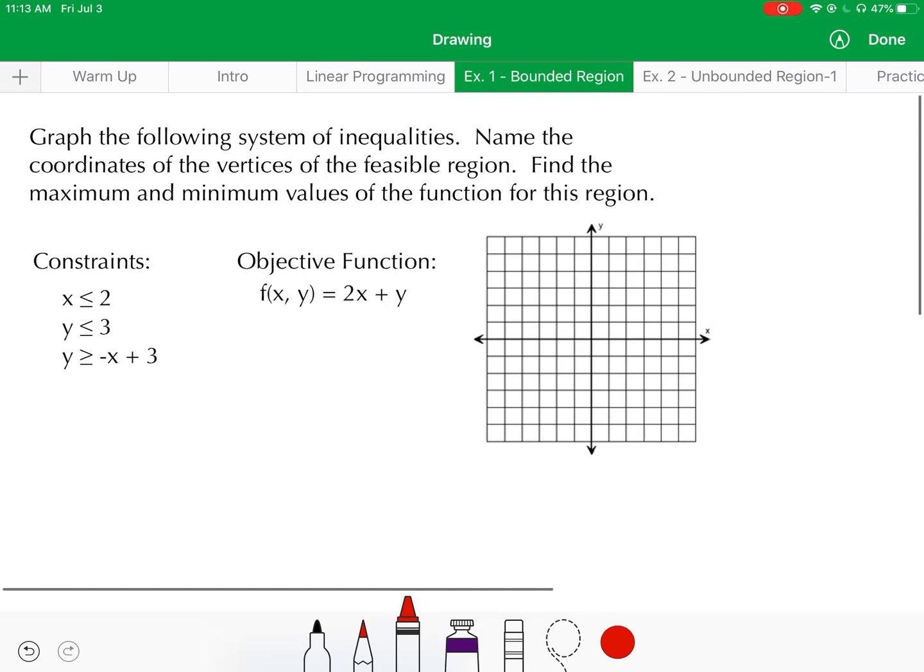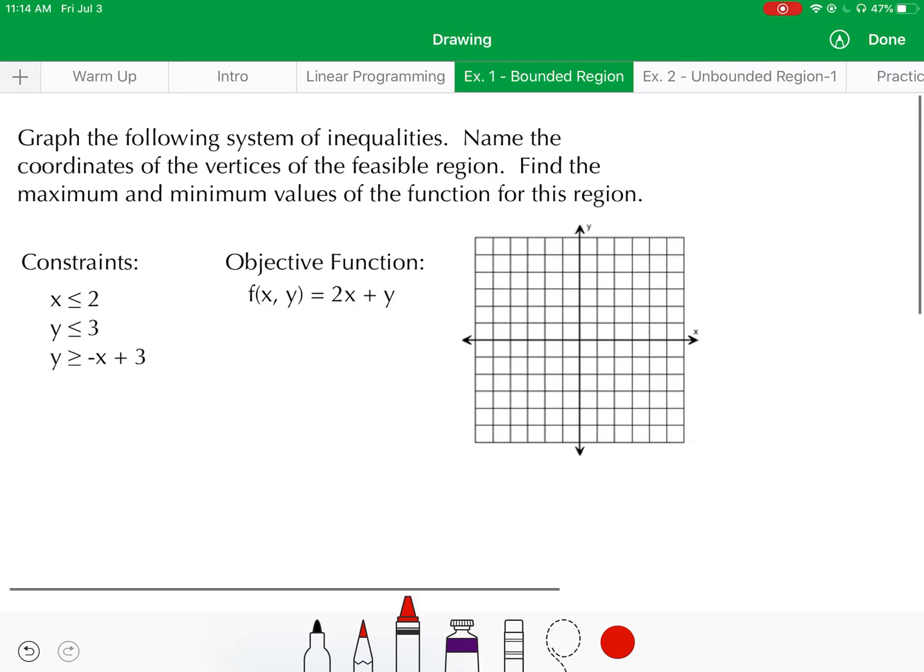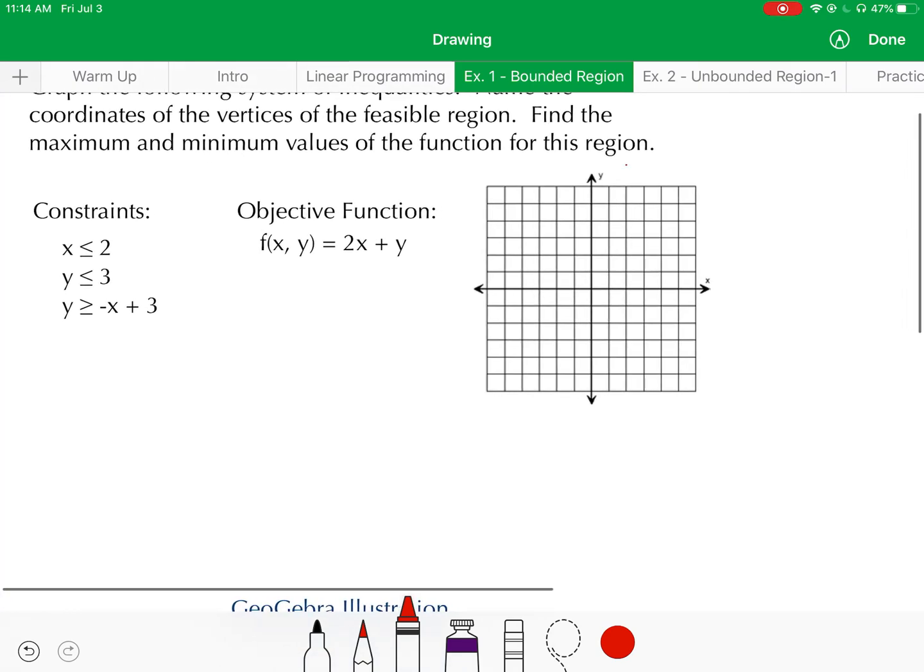Notice the directions. We have to graph the system of inequalities, name the coordinates of the vertices of the feasible region, and then find the maximum and minimum values of the function for this region. So let's focus on graphing the constraints of the system first, starting with x is less than or equal to 2. That's going to be a vertical boundary line at x equals 2.